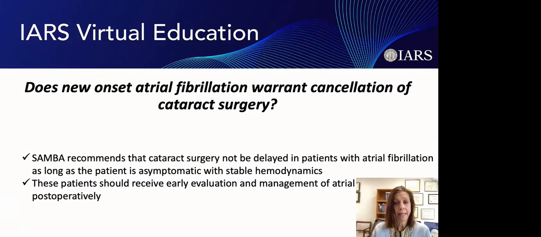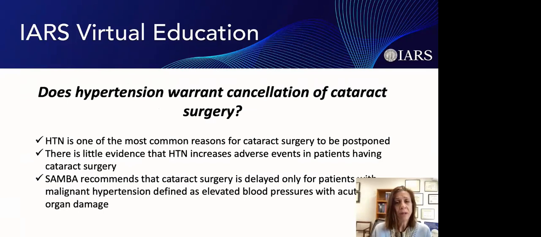So the most common cause for cancellation of many surgeries, and the most common cause for cancellation of cataract surgery, is elevated blood pressure on the day of surgery. However, we know that elevated blood pressures on the day of surgery are rarely really reflective of what the patient's normal blood pressures are.